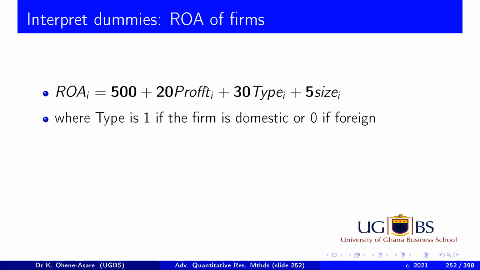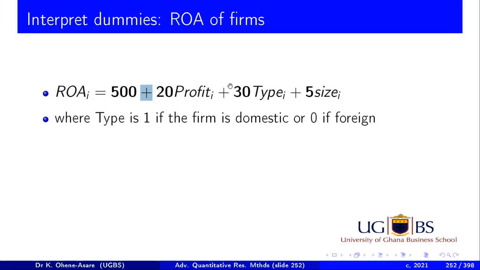So what does the 20 in front of the profit mean to return on assets? What it means is that a 1 unit increase in the profit of the firm increases return on assets by 20 units. You see, I use the word unit. Why increases? Increases because there's a plus in front of the return on assets. Plus means they are all moving together.